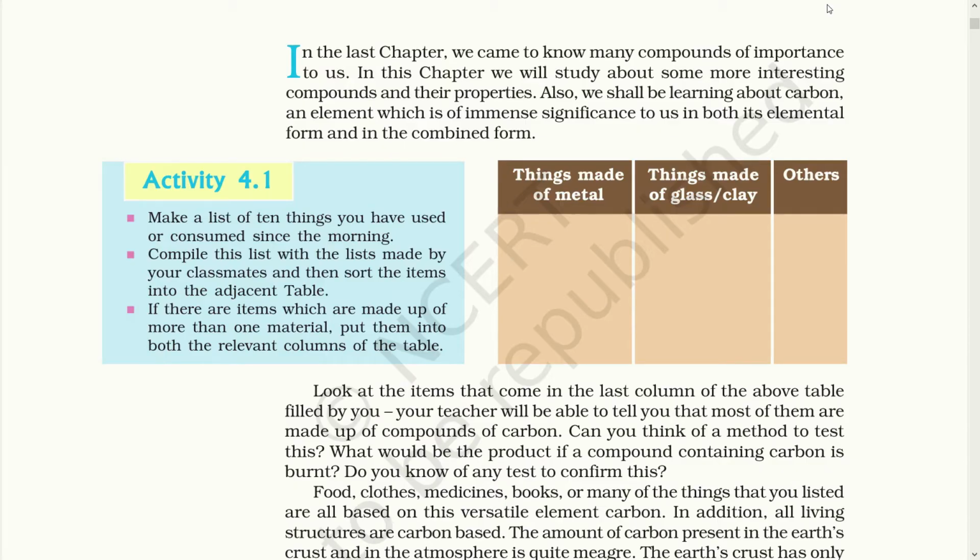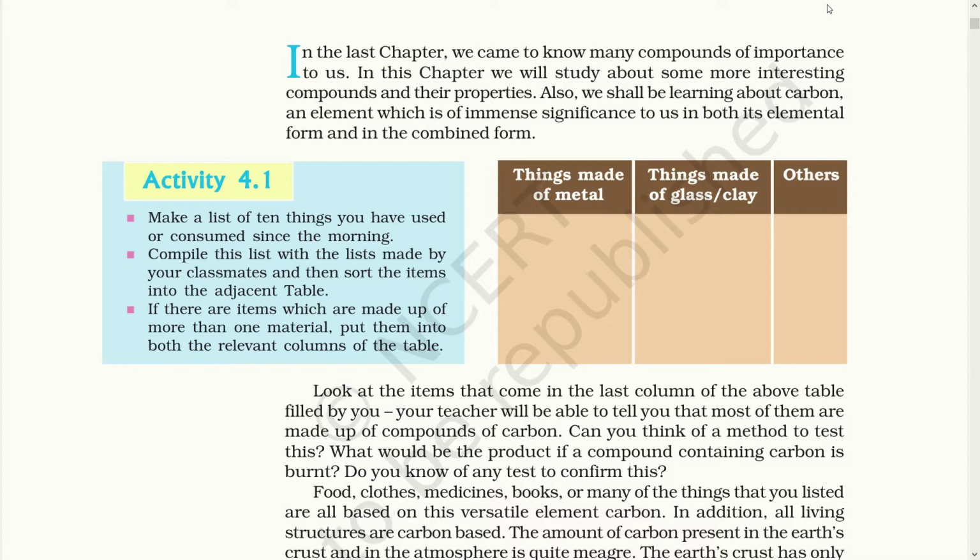In the last chapter, we came to know many compounds of importance to us. In this chapter, we will study some more interesting compounds and their properties. Also, we shall be learning about carbon, an element which is of immense significance to us in both its elemental form and in the combined form.